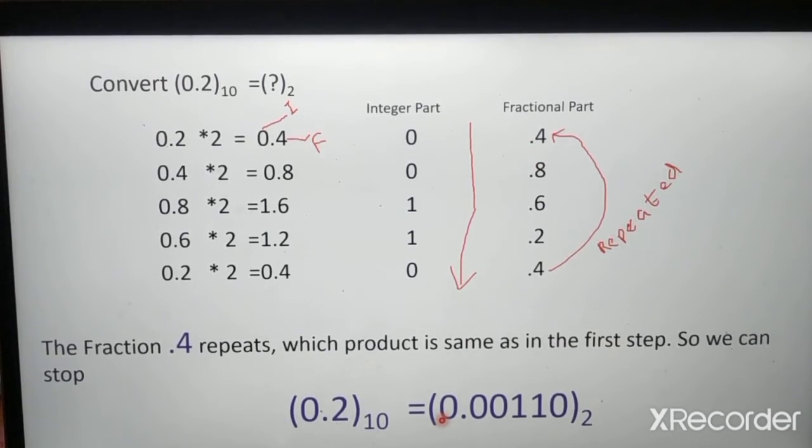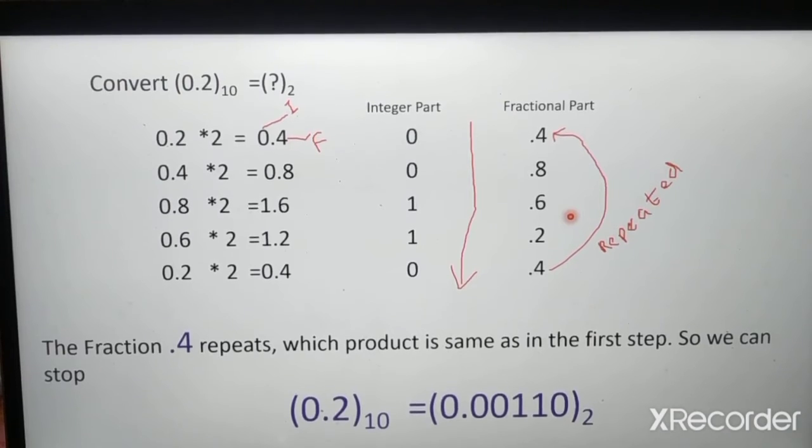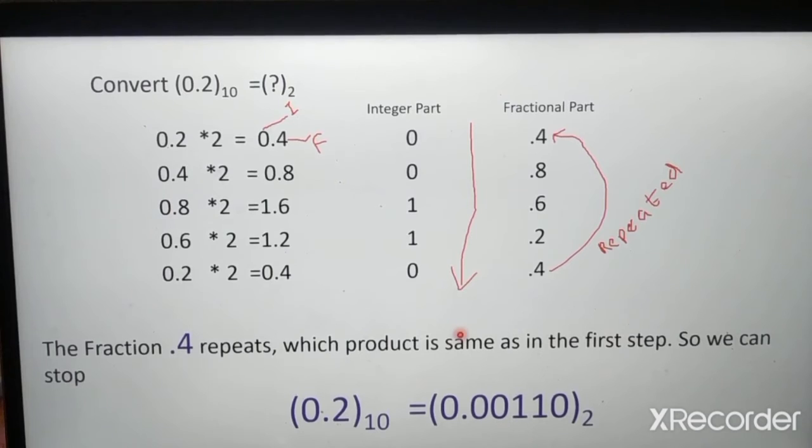Here we have to write the result from top to bottom, first integer part to last integer part. We write the answer using only the integer part. We don't write the fractional part. We use the fractional part only for multiplication. For the final answer we write the integer parts, taken from top to bottom.